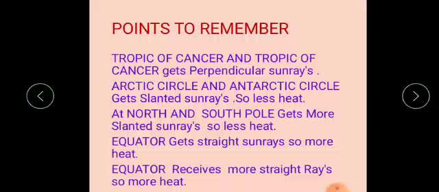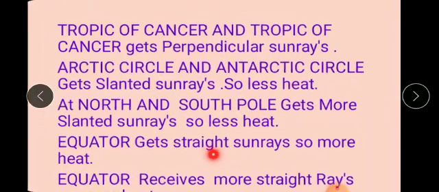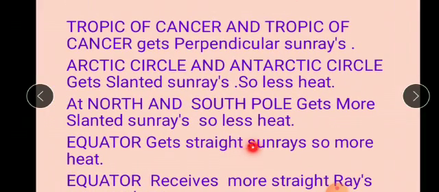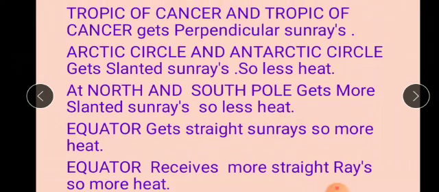So the same thing is written here under the heading points to remember. Tropic of Cancer and Tropic of Capricorn get slanted sun rays. Arctic Circle and Antarctic Circle get slanted sun rays, so there will again be less heat. North and South Pole get more and more slanted sun rays, so again there would be less heat. But the equator, on the other hand, gets straight sun rays, so there will be more heat. Equator receives more straight sun rays, so more heat.